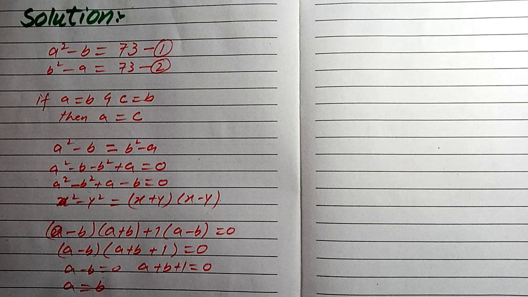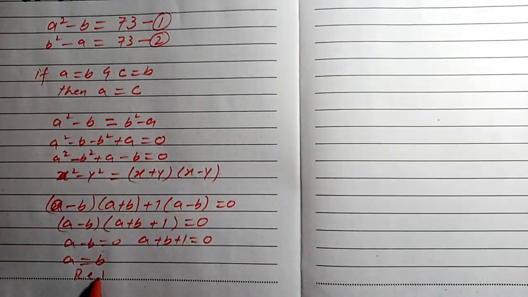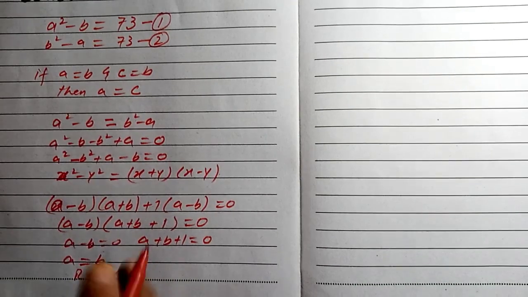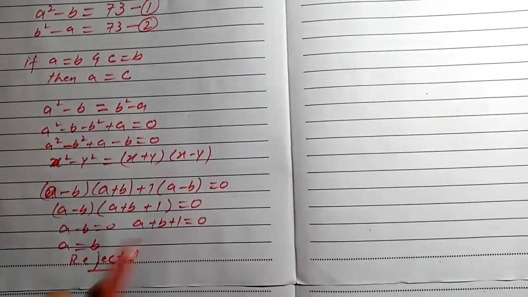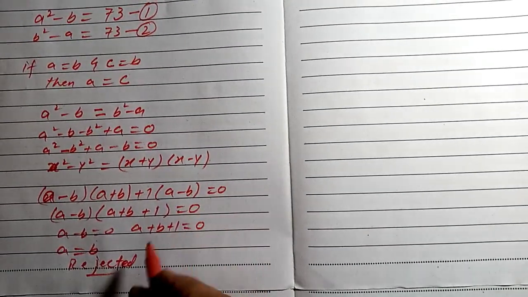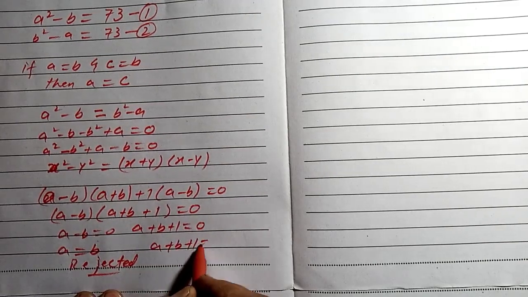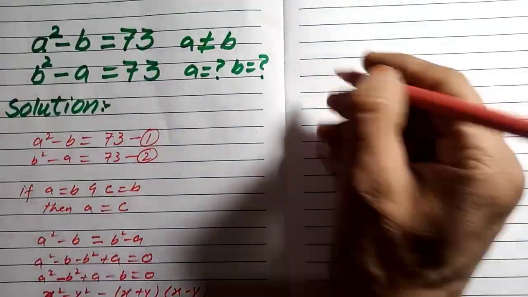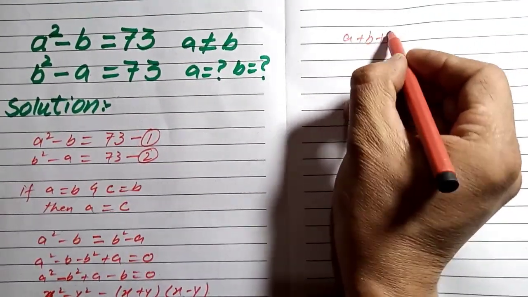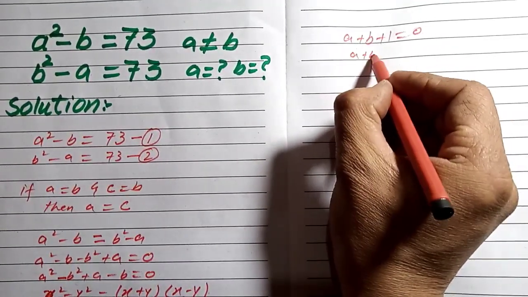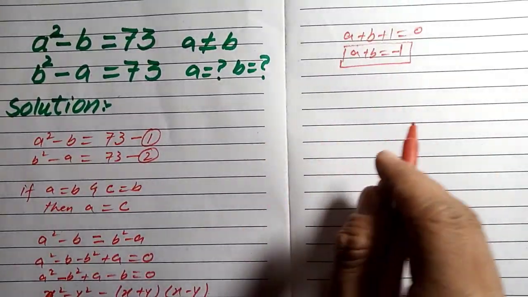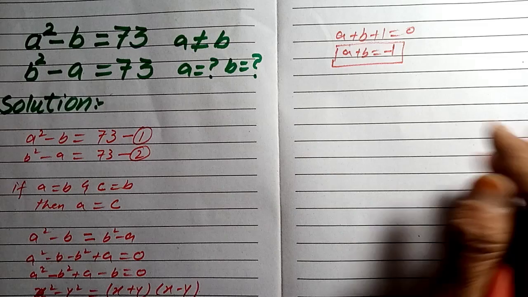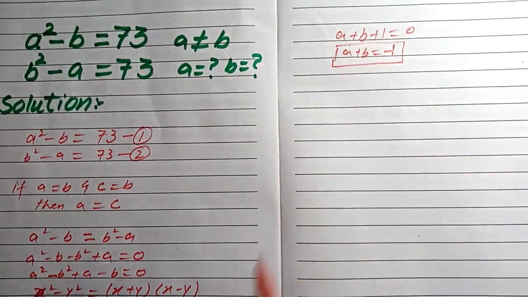This is rejected, we can reject this side, because in the question it is given that a does not equal b. That is why this side will be rejected, and we get only a plus b plus 1 equal to 0. Then a plus b equals minus 1, because if we subtract 1 on both sides, we get the value of a plus b equivalent to minus 1.